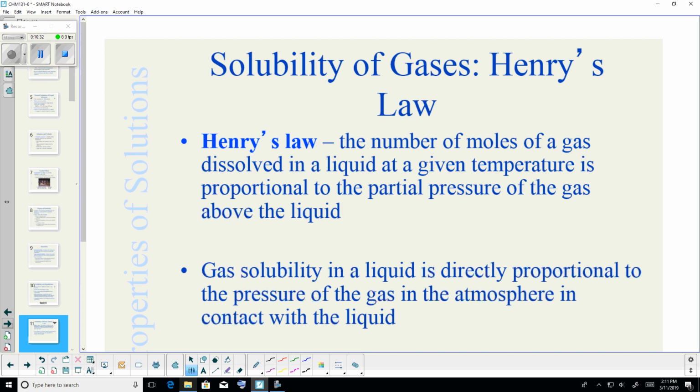So you take the cap off. Now all of a sudden your headspace becomes everything above it. So the pressure goes down. So the solubility of the gas goes down.